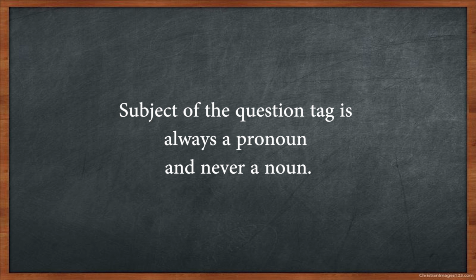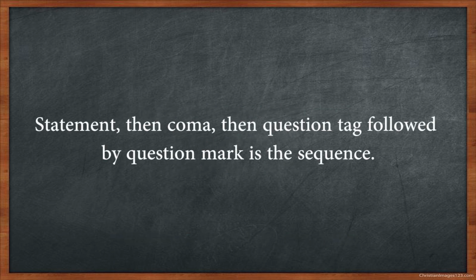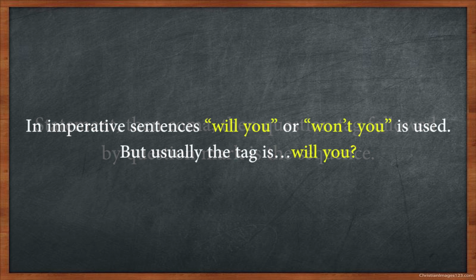The subject of the question tag is always a pronoun and never a noun. You know the pronouns, of course, personal pronouns. Statement, then comma, then question tag followed by a question mark is the sequence. This is how the question tag is normally written. In imperative sentences, will you or won't you is used, but usually the tag is will you.